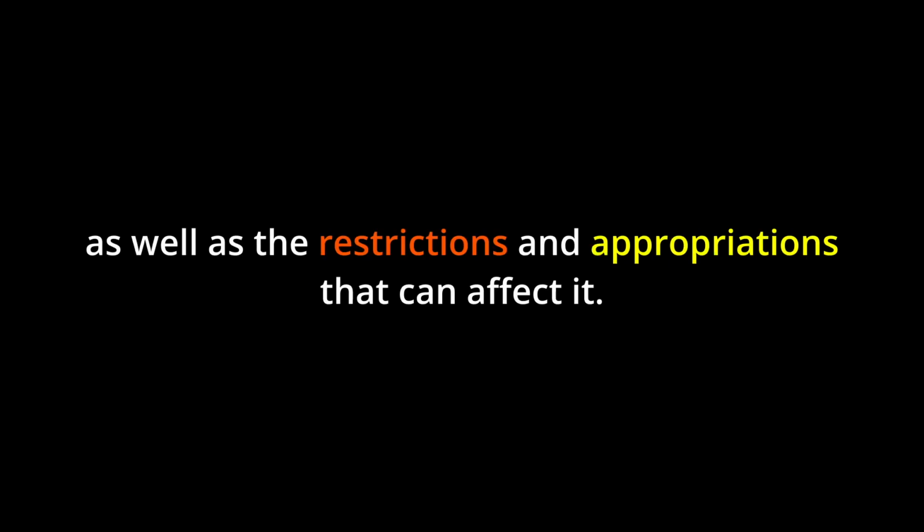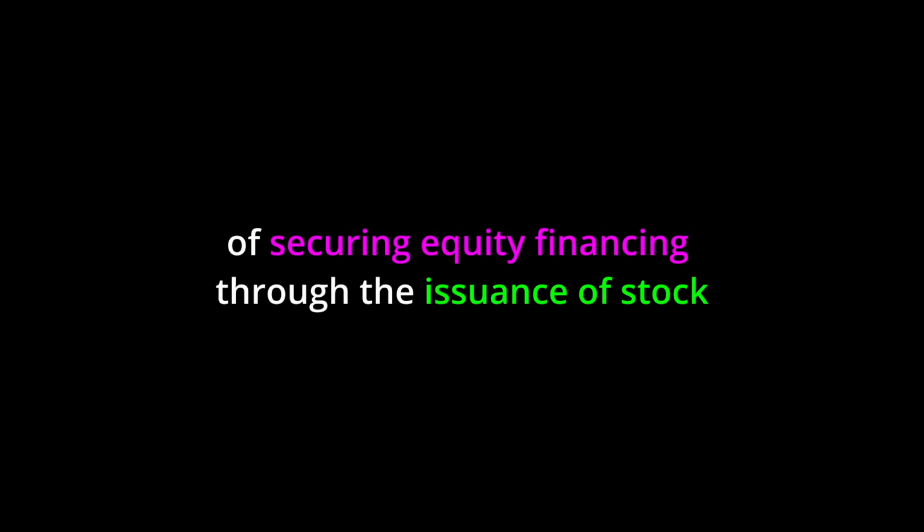transactions. The chapter also covers the characteristics and functions of the retained earnings account, as well as the restrictions and appropriations that can affect it. Additionally, it explains the process of securing equity financing through the issuance of stock and the recording of transactions for the issuance and repurchase of stock.